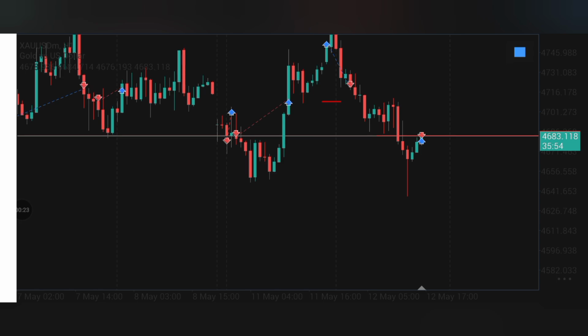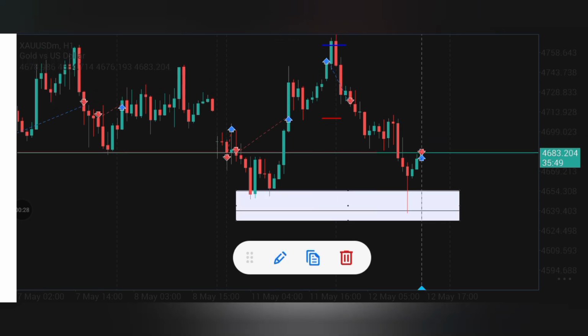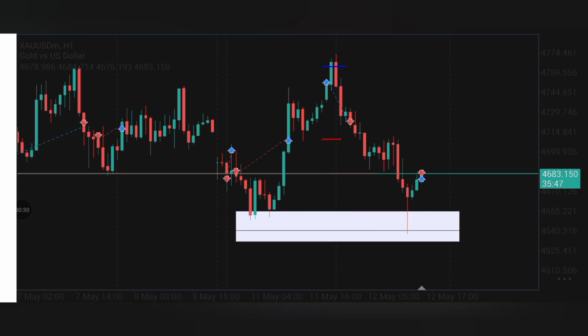It's very simple. We treat it like a zone. This is a support level. When the market reaches there, there is a reaction, guys. So this is how we mark it.